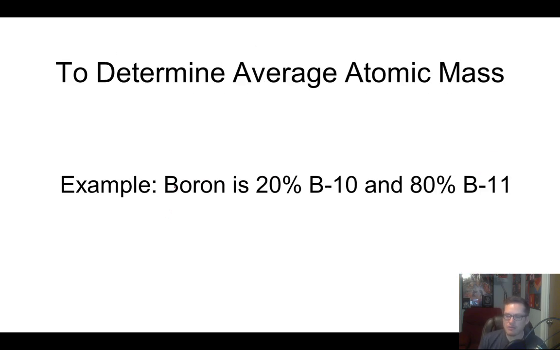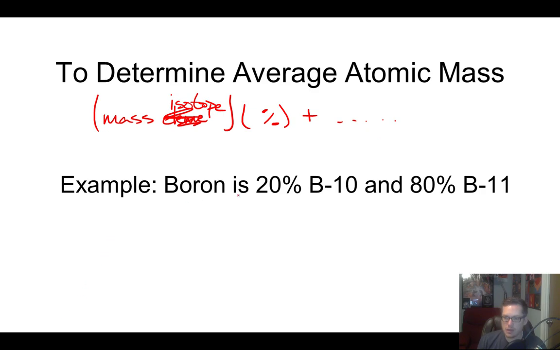To determine the average atomic mass, we take the mass of the isotope, multiply it by the percent, and then add them all together, plus the next one, etc. So for this one, we're going to take B10. This is our mass number. So we're going to take 10 times 20, plus 11 times 80.